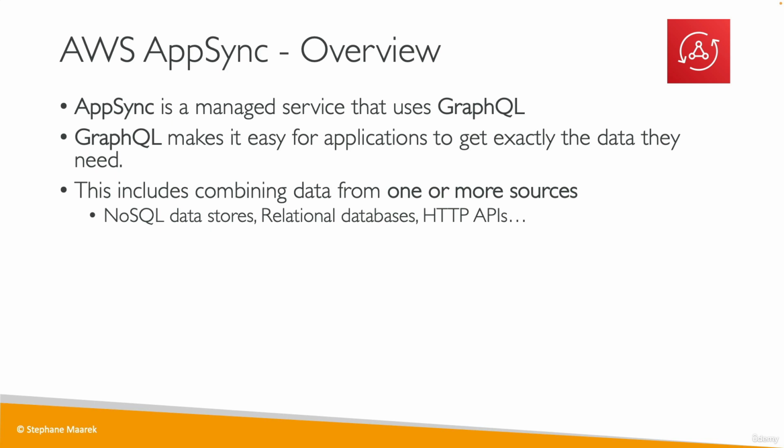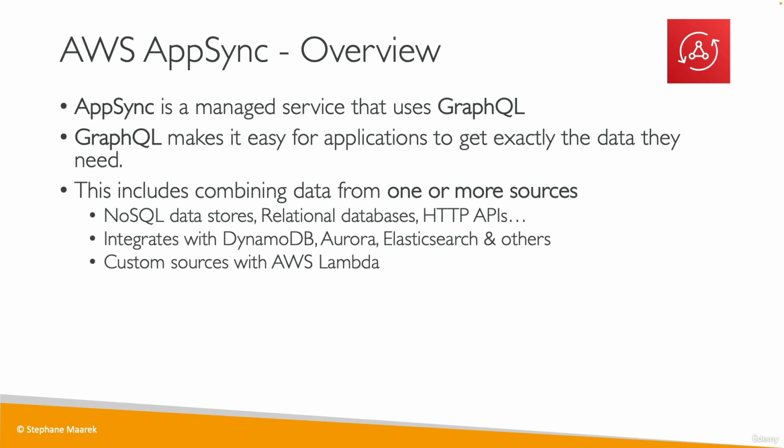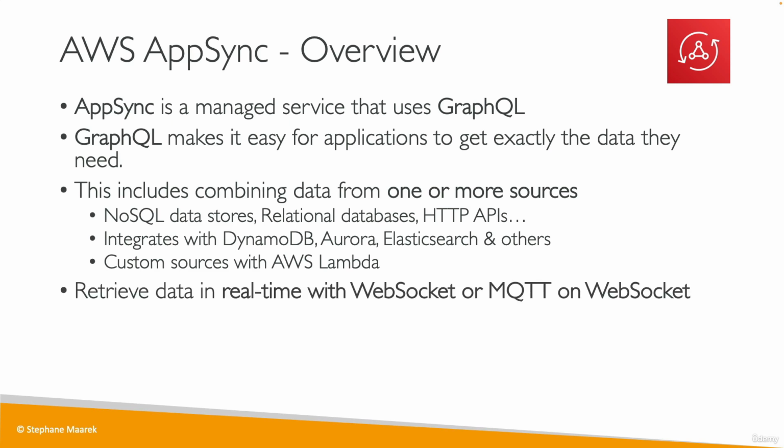So it could be a NoSQL data store, a relational database, HTTP APIs, also has integration with DynamoDB, Aurora, Elasticsearch, and others. And you can even get data from custom sources using Lambda. The idea is that this data is going to be retrieved together and sent back to the client. And the particularity of AppSync is that the data can be retrieved in real time with WebSockets or MQTT on WebSockets. So this real-time aspect is very big and something that the exam may test you on.